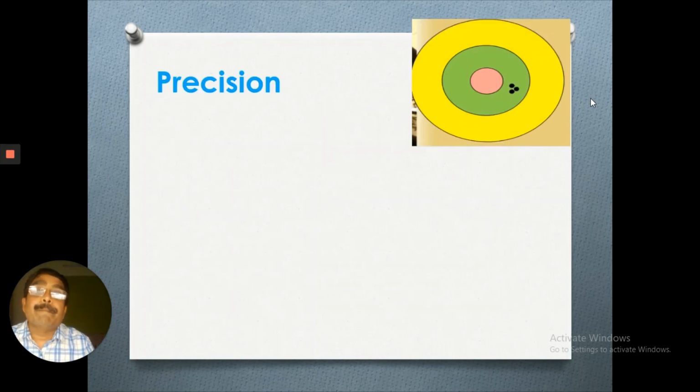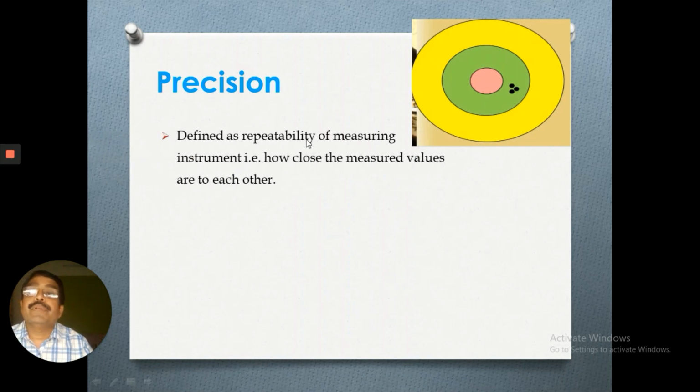Second is precision. Here also we have shown a dartboard, and you can observe all the dots or strikes are in the green zone and very close to each other, but they are away from the true value. It is the repeatability of a measuring instrument, how close the measured values are to each other. These values are very close to each other, but away from the true value, meaning there is no relation with the true value.